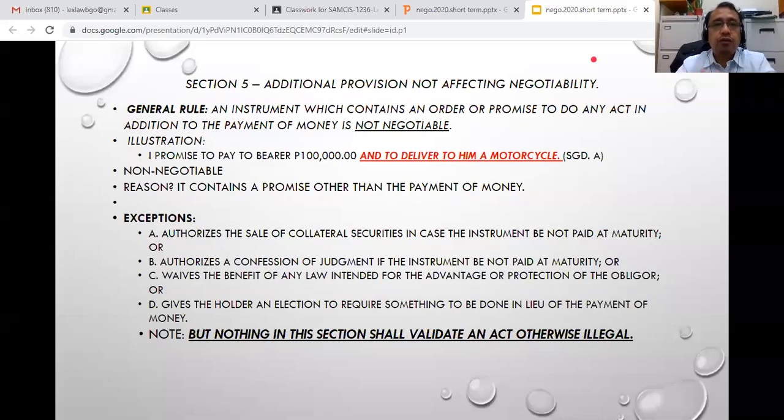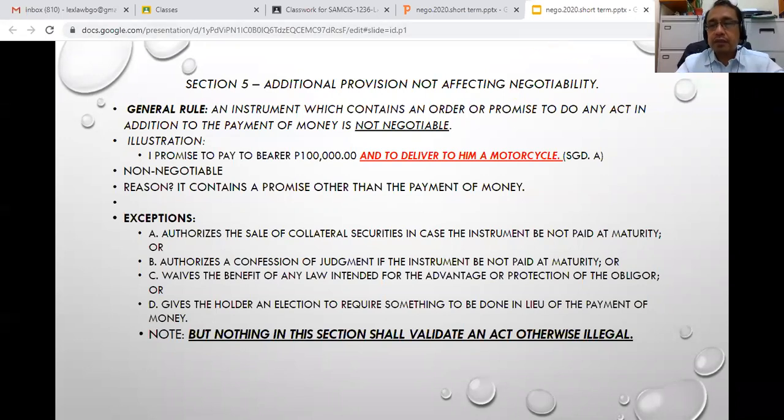We will now continue with the discussion on negotiable instruments. So today we'll be discussing the remaining two sections from sections 1 to 10. If you notice, we have already covered 1 to 10 except your sections 5 and 6.